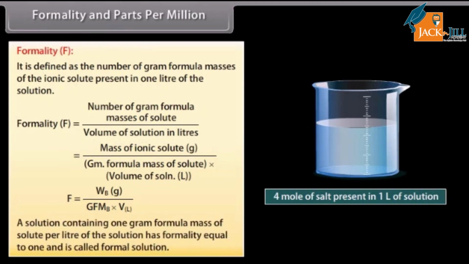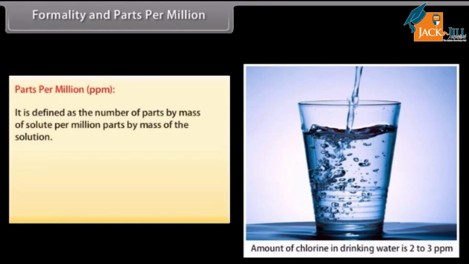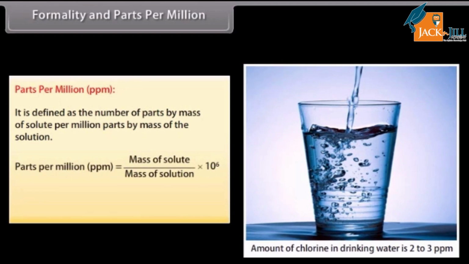A solution containing 1 gram formula mass of solute per liter of the solution has formality equal to 1 and is called formal solution. Parts per million. It is defined as the number of parts by mass of solute per million parts by mass of the solution. It is abbreviated as ppm. Mathematically, ppm is equal to WB divided by WA plus WB into 10 raised to the power 6.